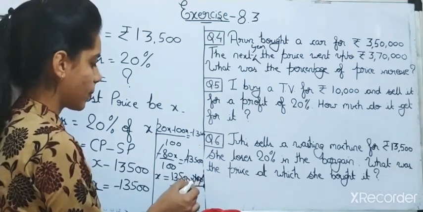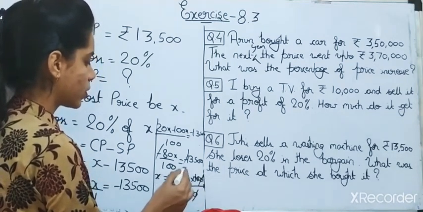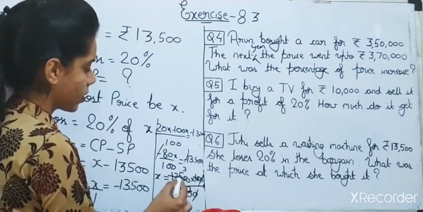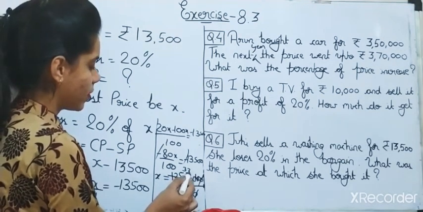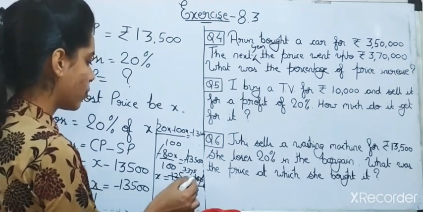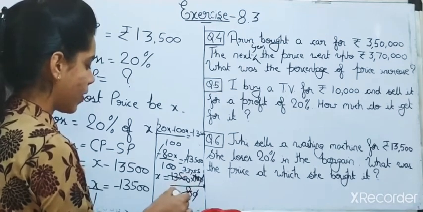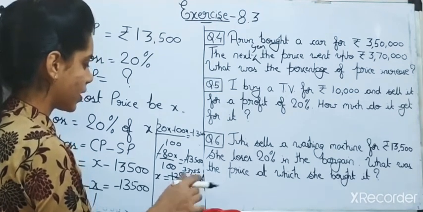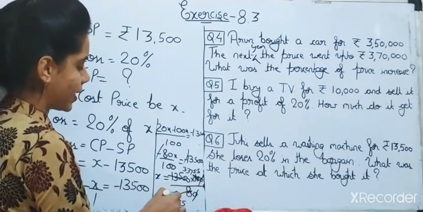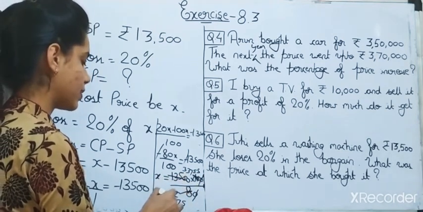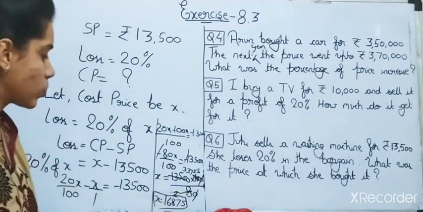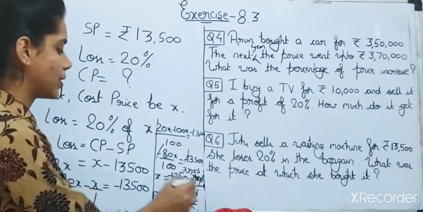4 2s are 8, 4 3s are 12, 4 7s are 28, 4 5s are 20. Okay. Now 5 5s are 25, 5 7s are 35, 5 3s are 15. So 16875. Okay. So in this way you got the answer.